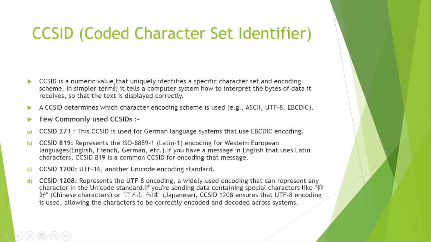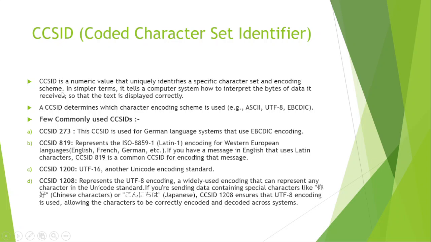CCSID is a numeric value that uniquely identifies a specific character set and encoding scheme. So, what is CCSID? It is a numeric value. You can see a few examples given here: 273, 819, 1200, and 1208. This numeric value uniquely identifies a specific character set and encoding scheme.